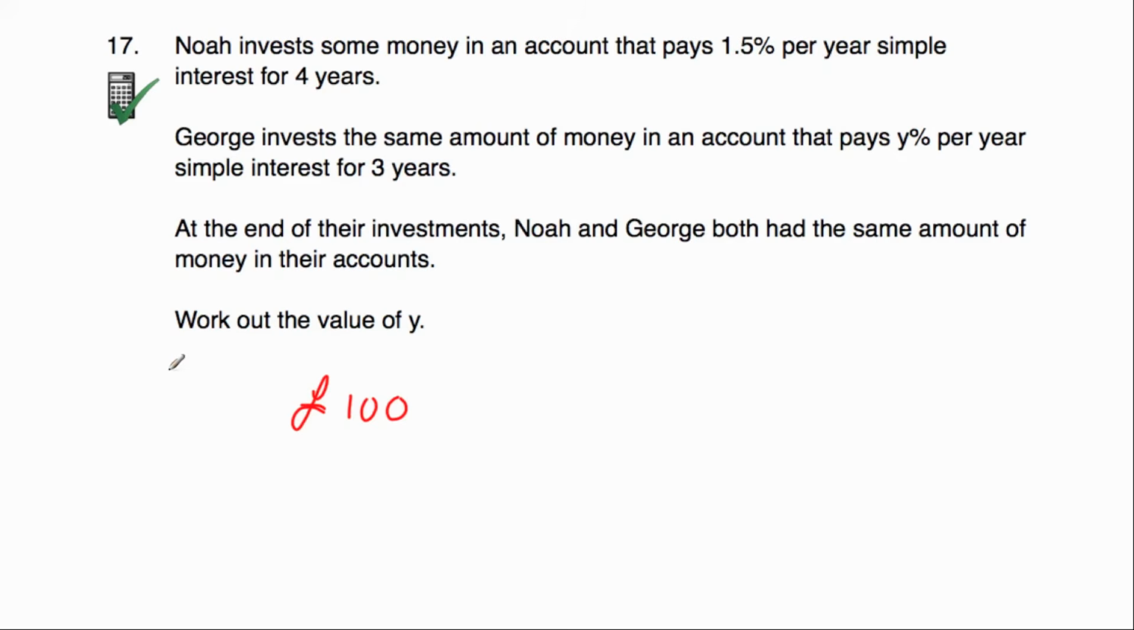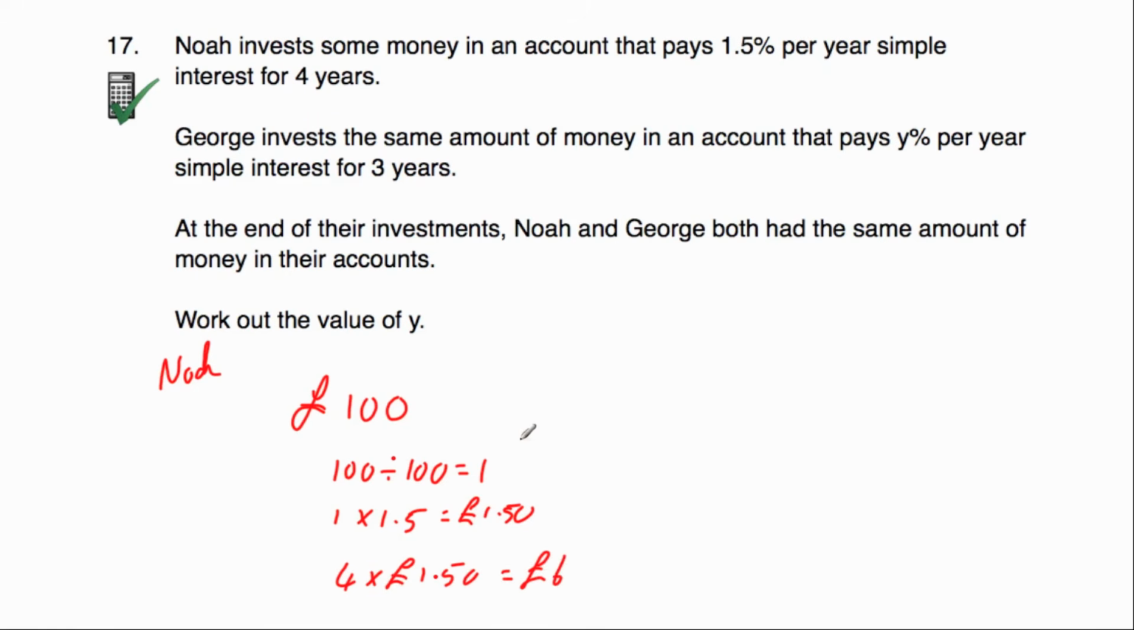And let's start off by focusing on Noah. Noah invests the money at 1.5% for 4 years. So let's work out how much money Noah would have at the end of his 4 years. So the money invested is 100, so if we divide that by 100 and multiply by 1.5, we'll see how much interest he gets every year. 100 divided by 100 is equal to 1, and 1 times 1.5 is equal to £1.50. So every single year, Noah earns £1.50. Now he invests the money for 4 years, so 4 times £1.50 is equal to £6. So that means that at the end of the 4 years, Noah would have £106.